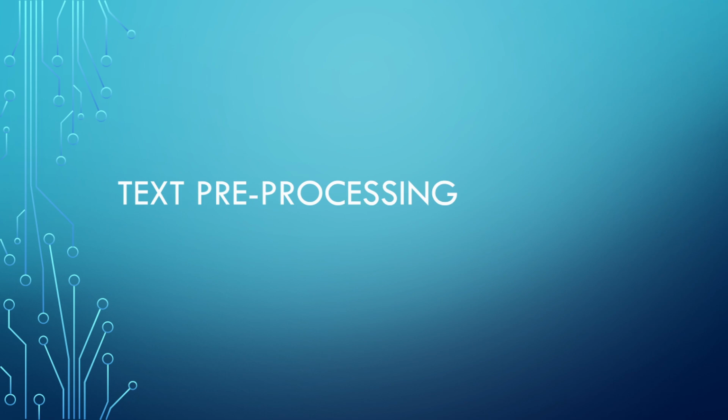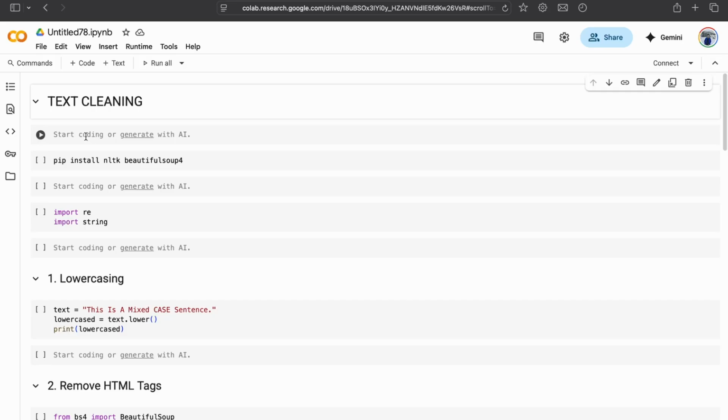So let's first look into text cleaning. In text cleaning, we convert the text into a simpler format by performing some text-based transformations. So we'll look into each of the transformations one by one.